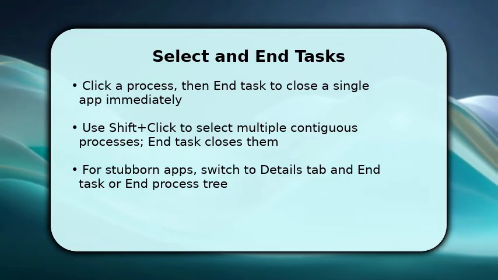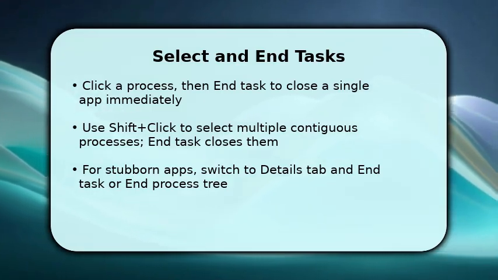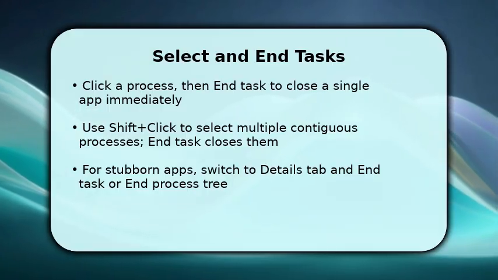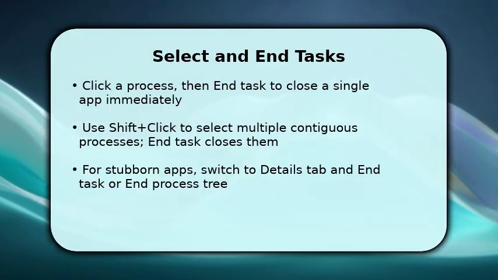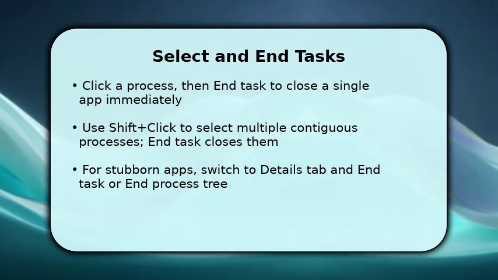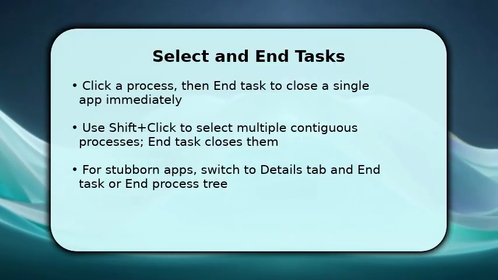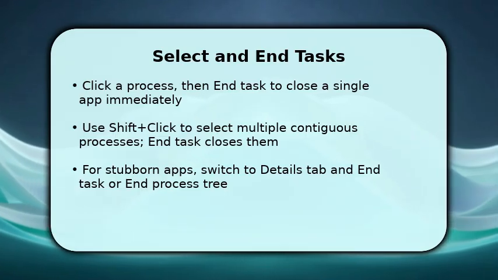This speeds the cleanup. For apps that refuse to close, go to the Details tab where you can end task or choose End Process Tree to remove child processes. Be careful with system processes. Avoid terminating names you don't recognize.